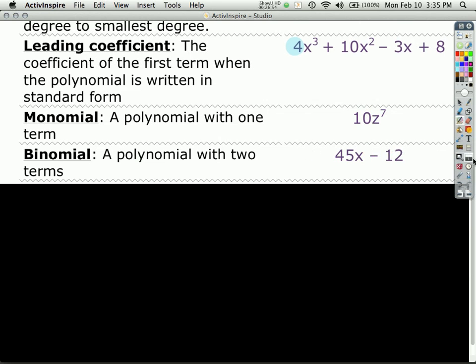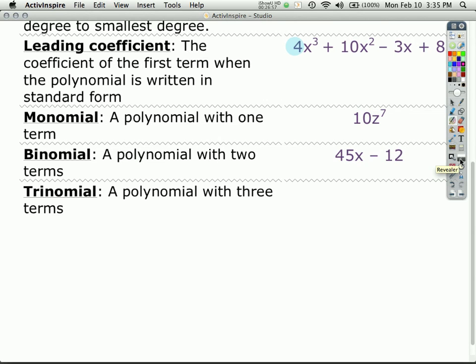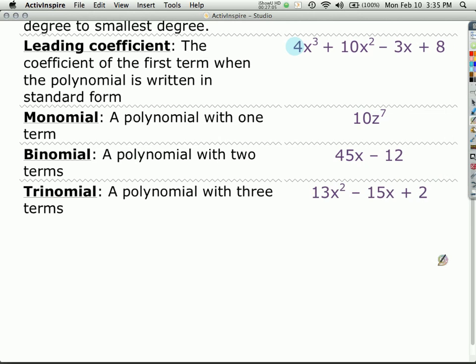And then lastly, a trinomial. A trinomial is a polynomial with 3 terms. And here's an example of one. If it goes beyond 3 terms, then you don't have a subtype for it, you just call it polynomial.